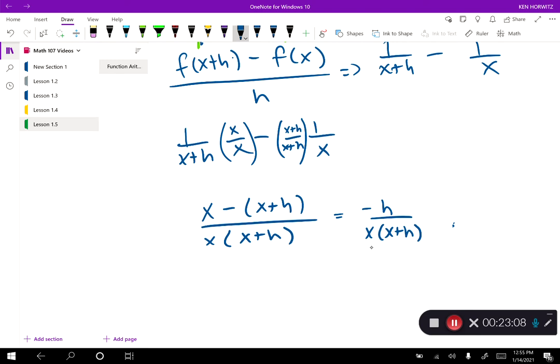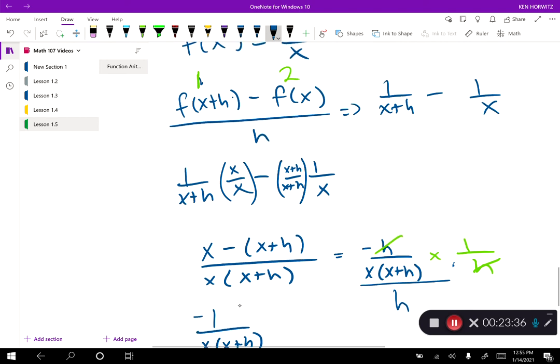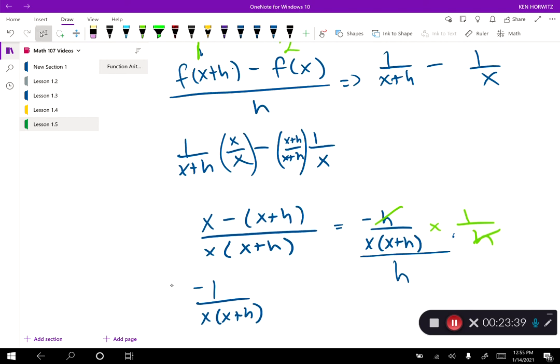All right, so now I want to move on to stage 3. Stage 3 says divide by h. So if I'm dividing two fractions, really what I'm doing is I'm multiplying times 1 over h. All right? And if I do this, I find I can cancel, and I'm left with negative 1 over x times x plus h. And as far as I'm concerned, you're done at this point, right? Looked like a fairly complicated problem that was solved actually much quicker than the first example we did.